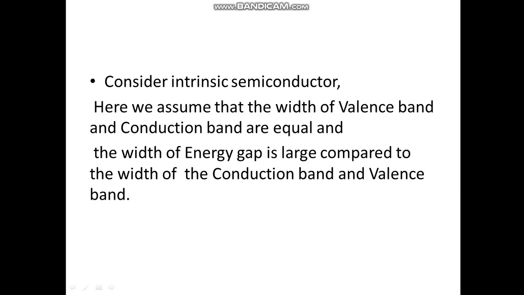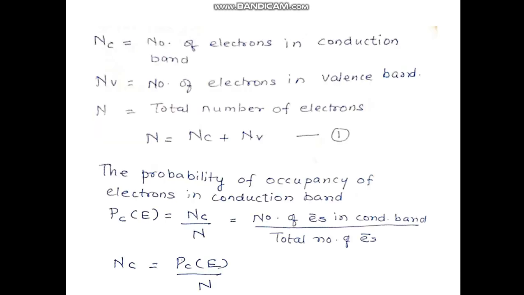Before we start with the derivations, we will assume that the widths of the valence band and the conduction band are equal, and second, that the energy gap is large as compared to the width of the conduction band and the valence band. Now we start with the derivations. Here we have taken Nc as the number of electrons in the conduction band, Nv as the number of electrons in the valence band, and N as the total number of electrons, that is N is equal to Nc plus Nv.